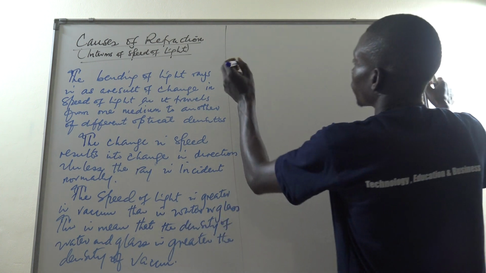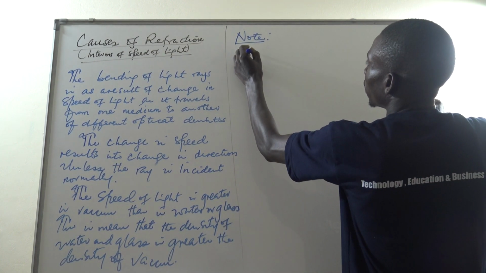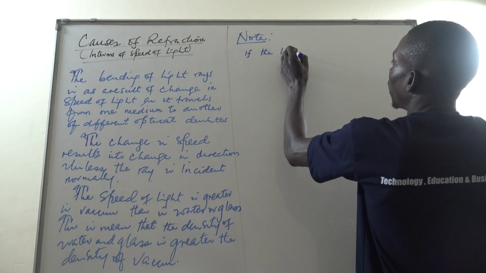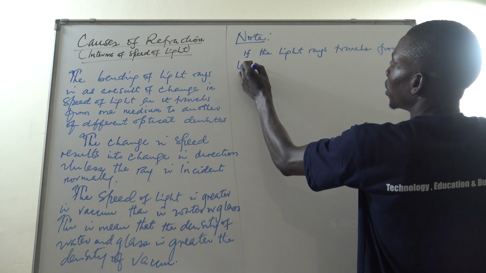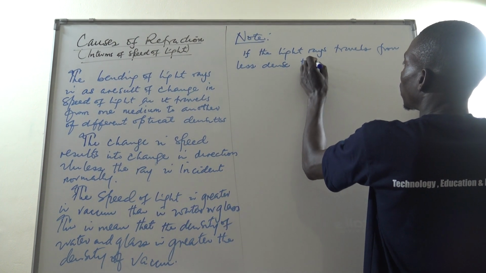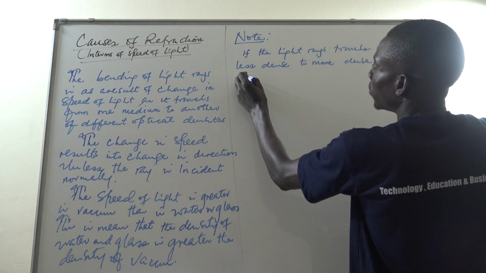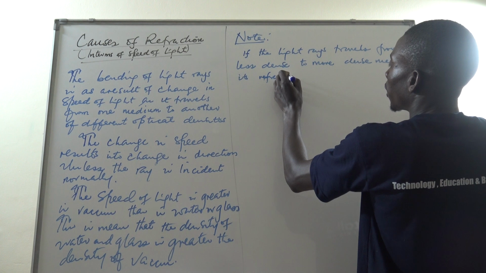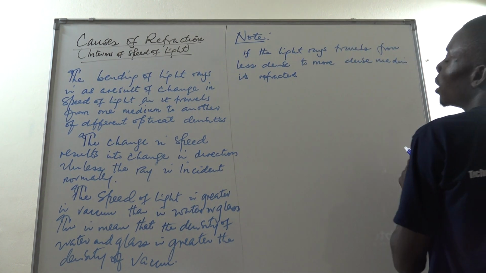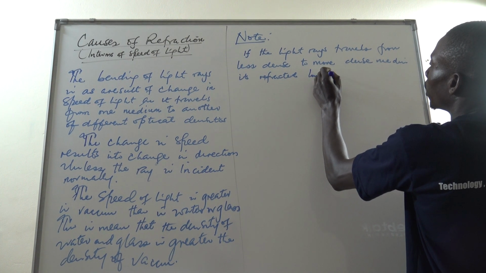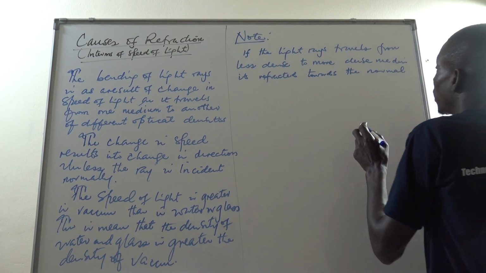You can also note that if the light rays travels from less dense to more dense medium, it's refracted towards the normal. Okay? Towards the normal line.